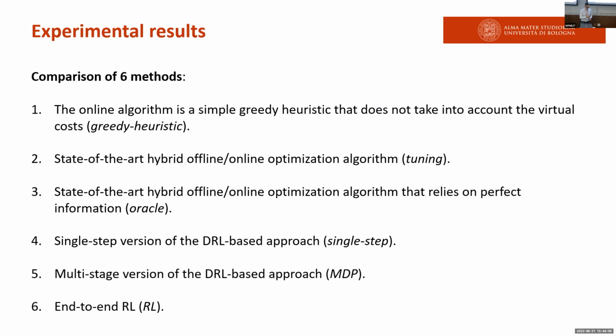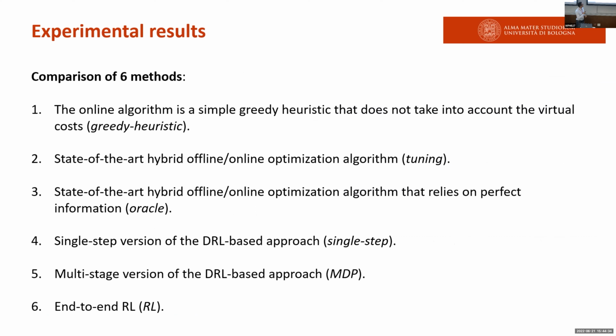Okay, so before diving into the results, let's see which are the methods that we compare. We compare 6 methods. The first method is the simple online algorithm that does not take into account the virtual cost associated to the storage system. So we simply run this online algorithm once we observe the realization of the uncertain variables. And we call this greedy heuristic.